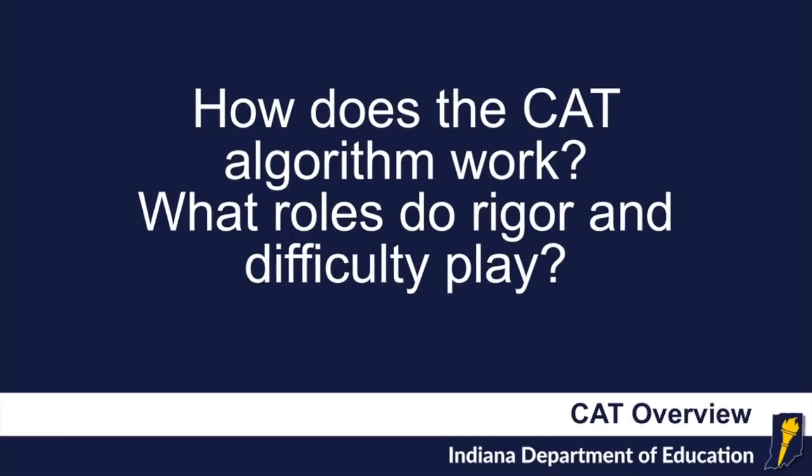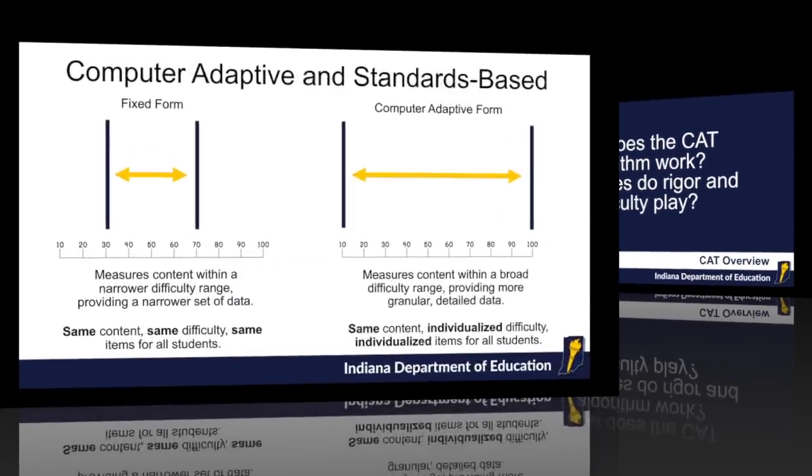Computer adaptive testing is new for Indiana when it comes to our statewide summative assessment. So let's discuss now how the computer adaptive or the CAT algorithm functions, as well as the key roles that are played by item rigor and item difficulty.